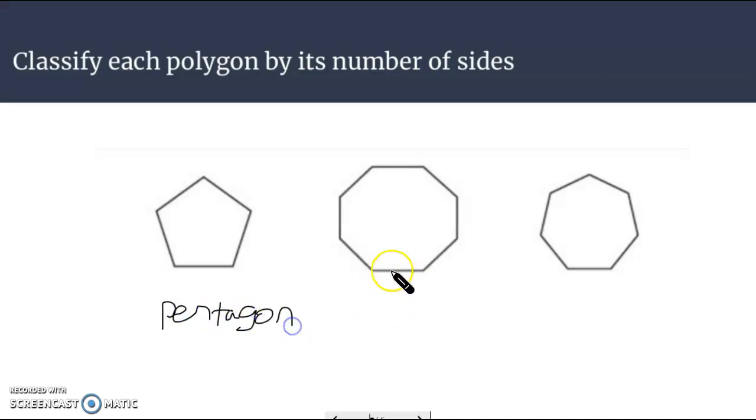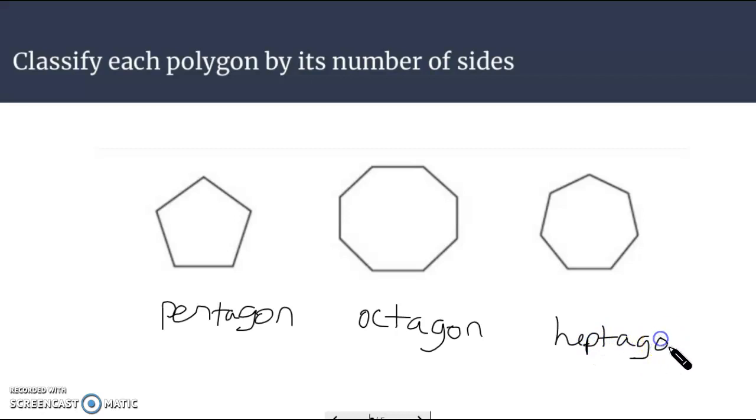The middle figure, 1, 2, 3, 4, 5, 6, 7, 8, 8 sides, octagon. And this one, 1, 2, 3, 4, 5, 6, 7, call that a heptagon. Sometimes they call it a septagon. Hepta, septa, meaning 7 sides. So make sure you count and see the number of sides so we know how to name the figure.